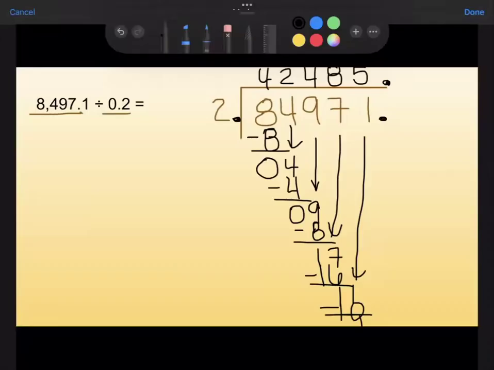And the way that I can keep going is to add a 0 to my remainder. So really, I'm going to be trying to divide 2 into 10, which goes in exactly 5 times. So since 10 minus 10 is 0, now I am finished because there are no more numbers to bring down and I have no remainder left over. So my final answer here would be 42,485.5.